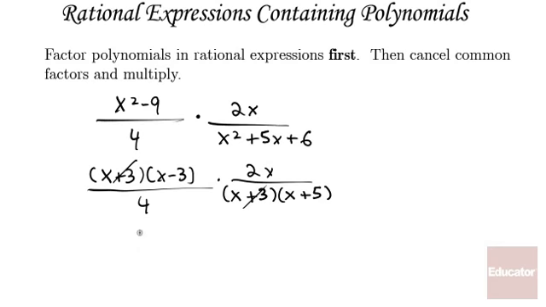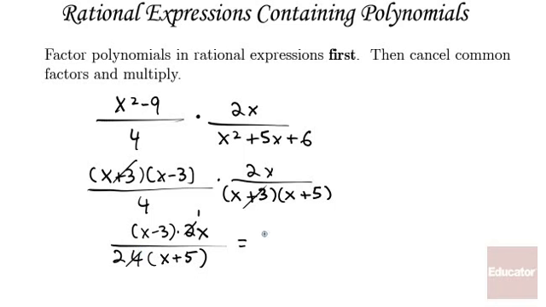Now I just need to multiply what's left, which is x minus 3 times 2x over 4 times x plus 5. I actually just noticed I have a common factor left of 2. So I'm going to get rid of that. And I also want to just rewrite this so that the x is out in front.